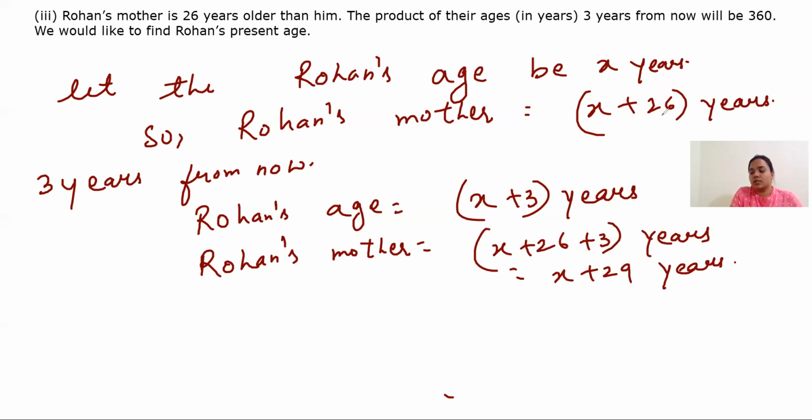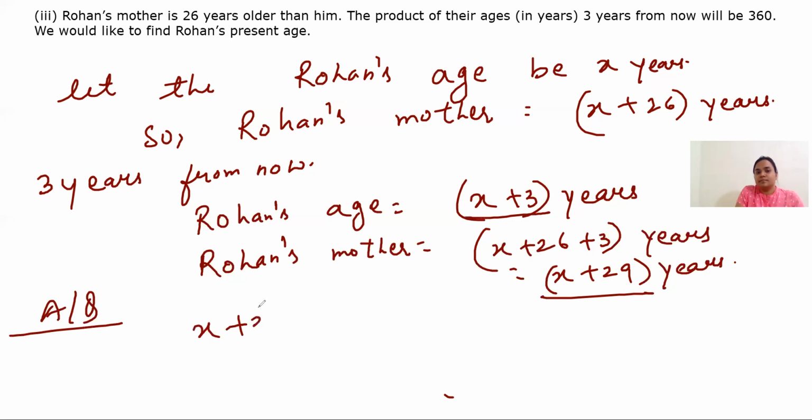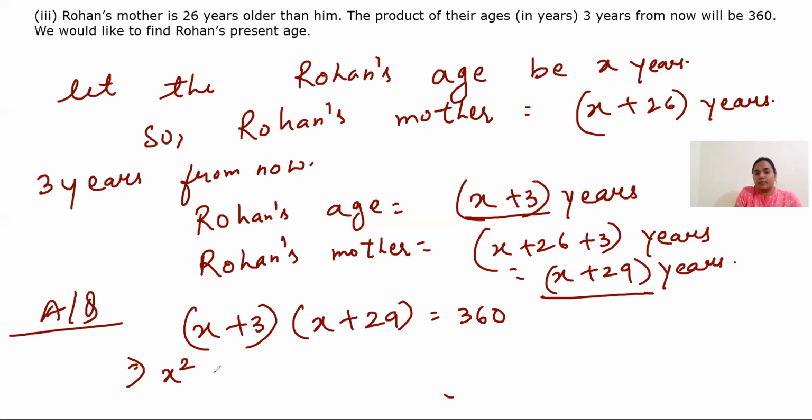Now, the mother was 26 years older than Rohan. 3 years after, their product became 360. So according to the question, when we multiply x plus 3 and x plus 29, we will get 360. When we multiply x and x plus 26, we will not be getting 360. But after 3 years, when we multiply their ages, it is 360. The relation between the ages does not remain constant all the time. It changes.